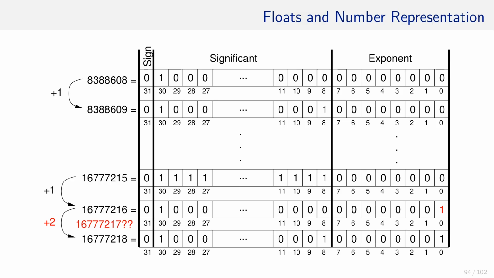The problem with floats is that not all numbers can be represented. Let's explain with an example. Let's say the number 8,388,608 is to be represented in float. What we see here is a simplified binary representation of that float. We have the 8-bit exponent and the 24-bit significand with its sign bit. The number is positive, hence the sign bit is 0.